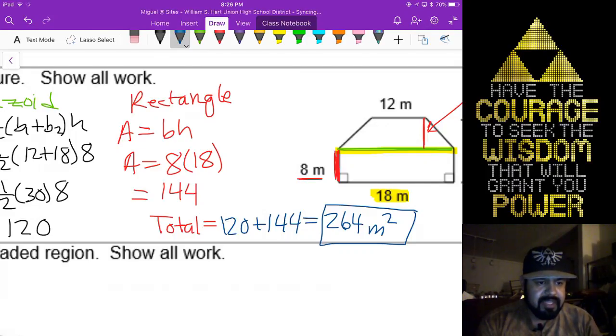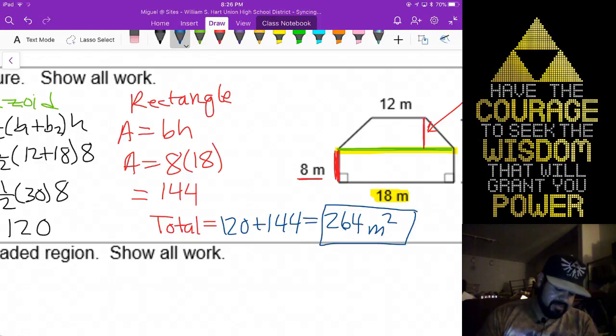Can we do number 8? Yes, we can. I don't think we did number 8, so we should be okay.